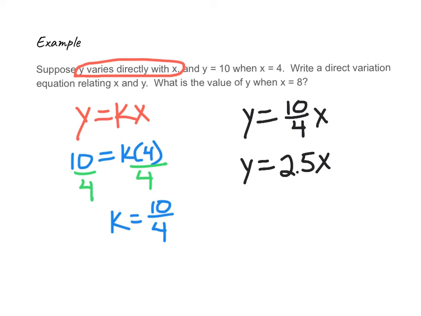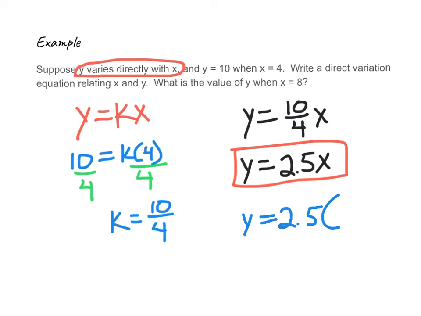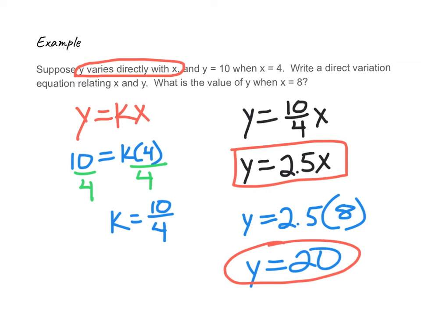All right, so now we have written the direct variation equation relating x and y based on the values we were given. But then it says, what is the value of y when x equals 8? Well, we just need to plug 8 in here for x, and we will be able to determine it. So we just write y equals 2.5 times 8. And when we work that out, y equals 20. And that is how you write a direct variation equation given a value of x and y.